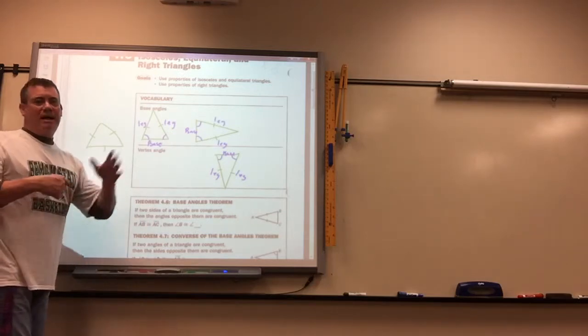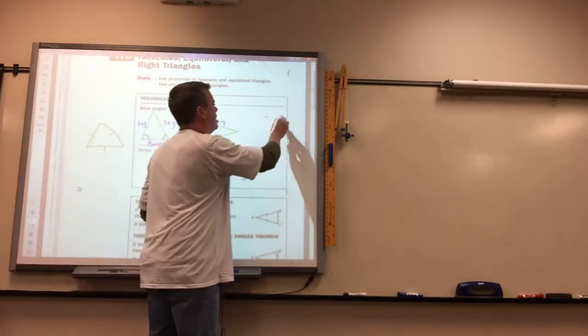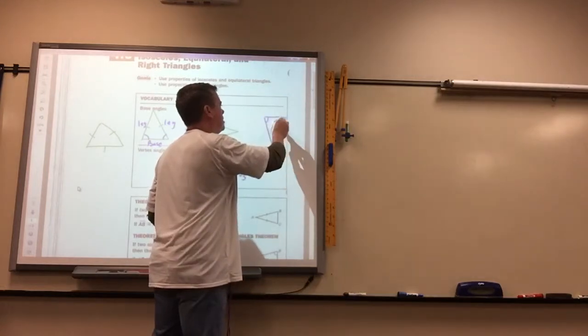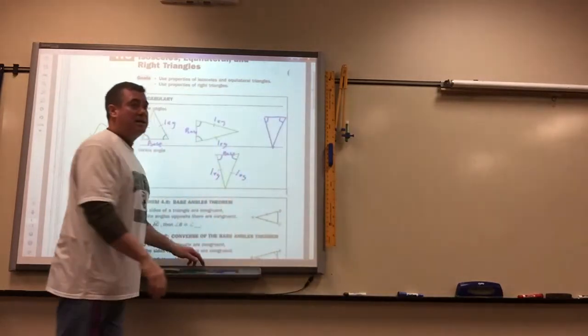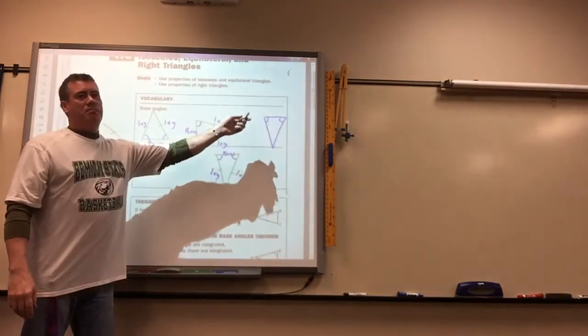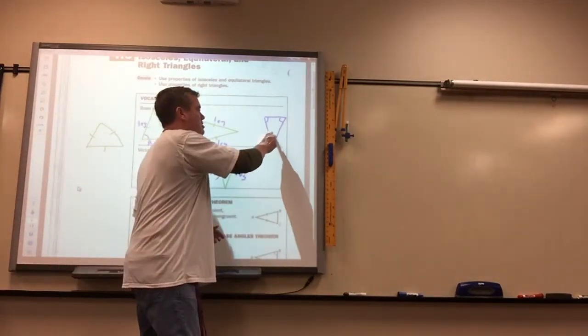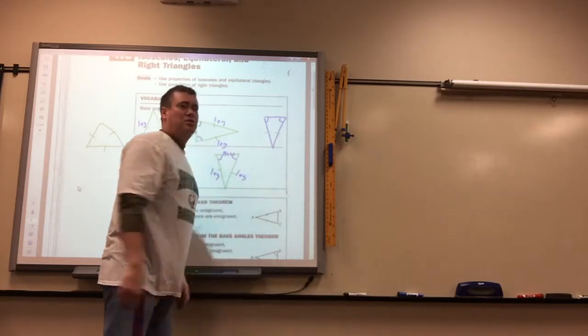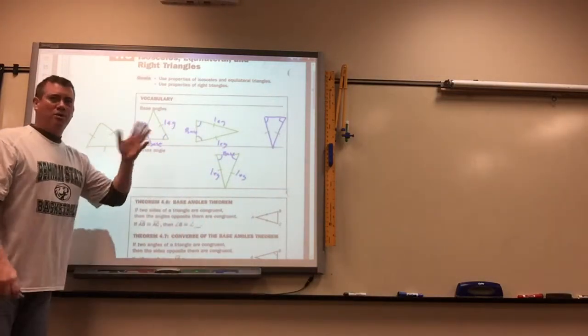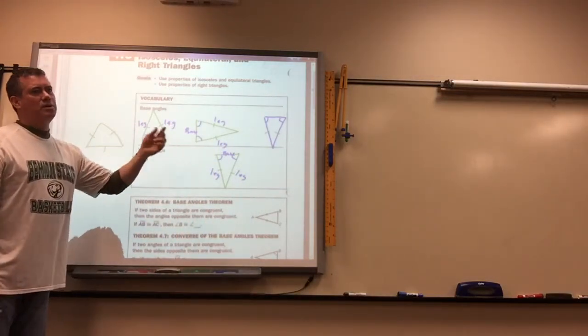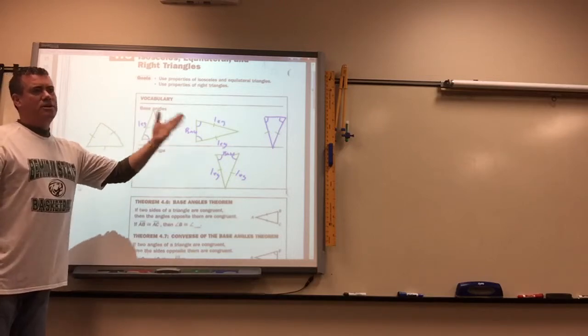Now that works both ways. If you saw a triangle where two angles were marked as equal, that means two sides are equal, and they would be the sides opposite those angles. So it works both ways. If the two sides are equal, the angles are, and if the two angles are equal, the sides are equal.